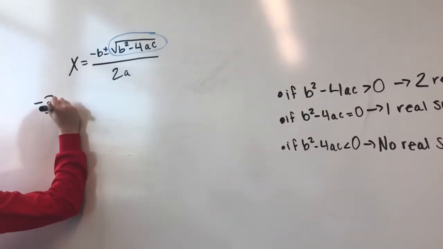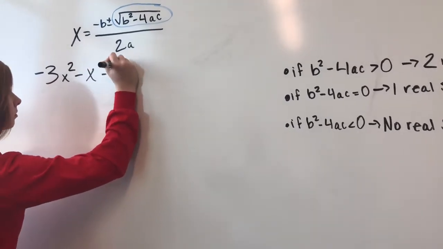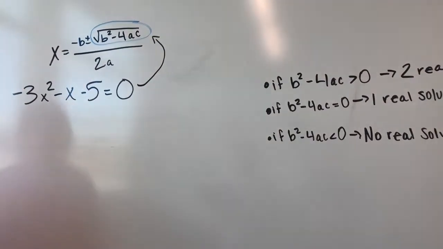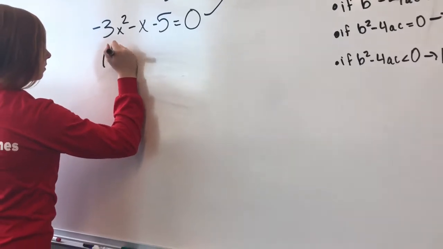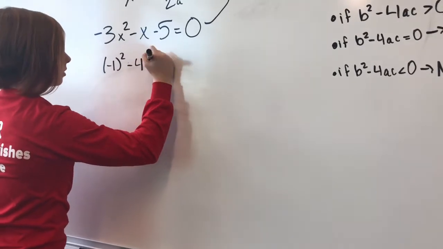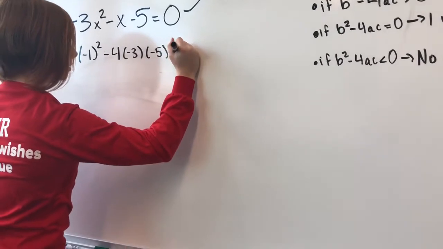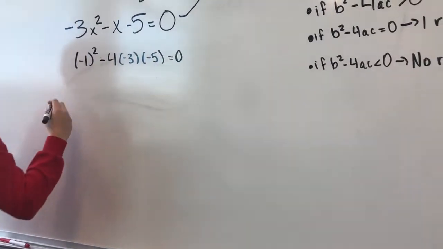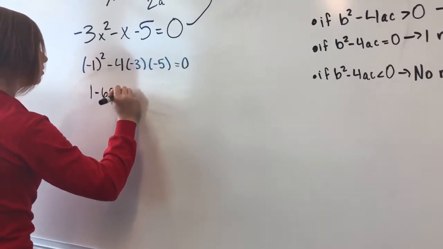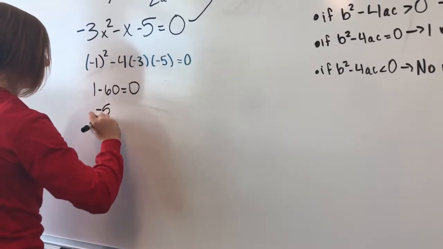Okay, so now we have our equation, which is negative 3x squared minus x minus 5 equals 0. And what we're going to do is plug that into our formula. So b would equal negative 1. So negative 1 squared minus 4 times negative 3, which is a, times negative 5, which is c. And once we multiply that all out, negative 1 squared is 1, minus 4 times negative 3 times negative 5, which is negative 60.